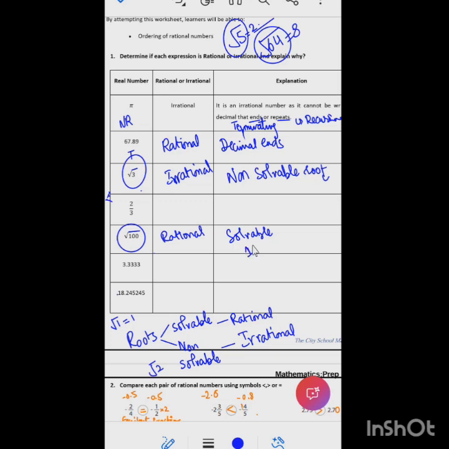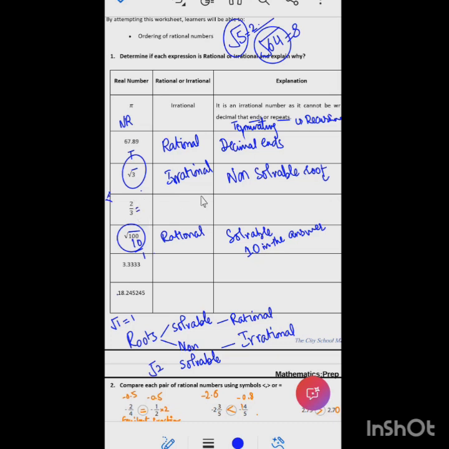10 is a rational number, because we can write 10 as 10 by 1, in the form p by q. That's why. Okay, what about this one? 2 by 3. Ma'am, it is rational.